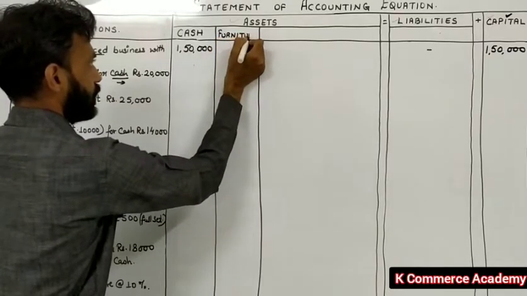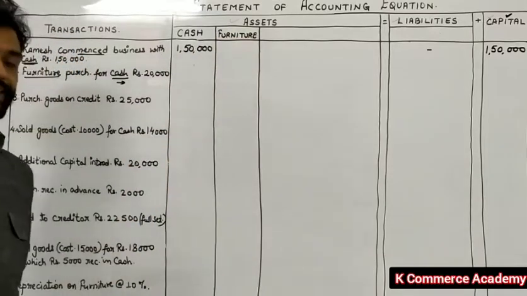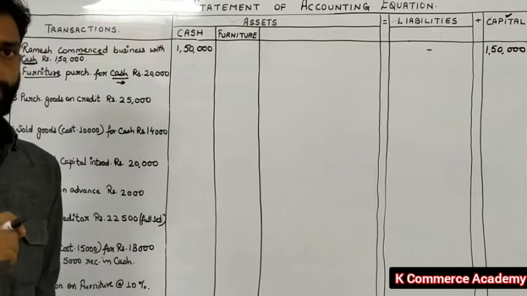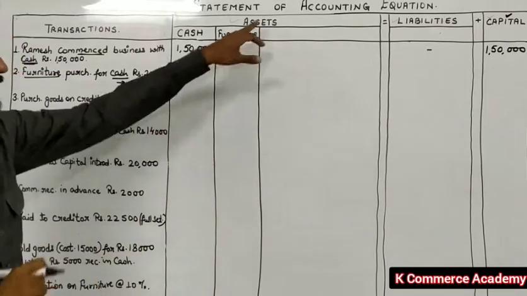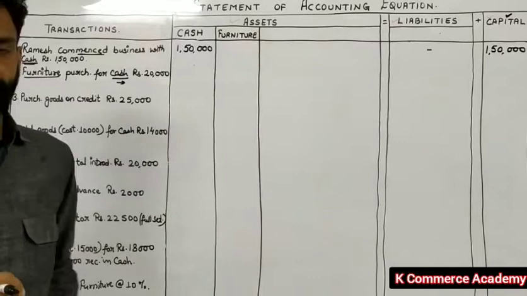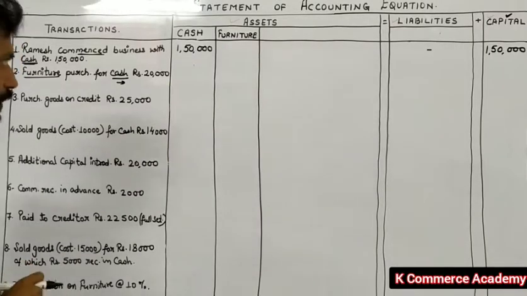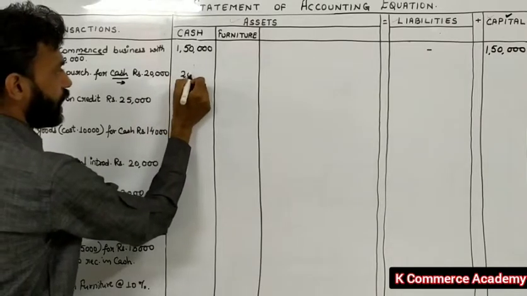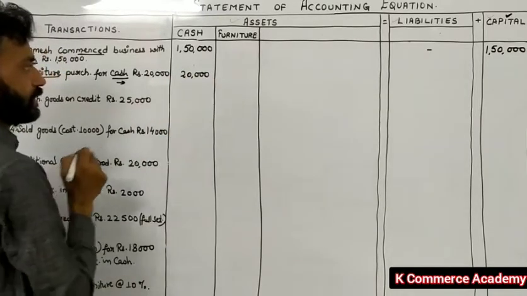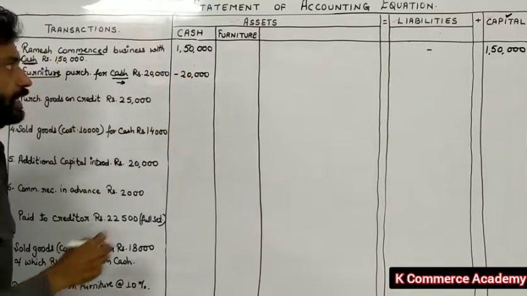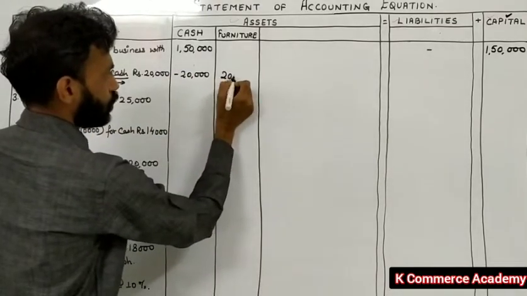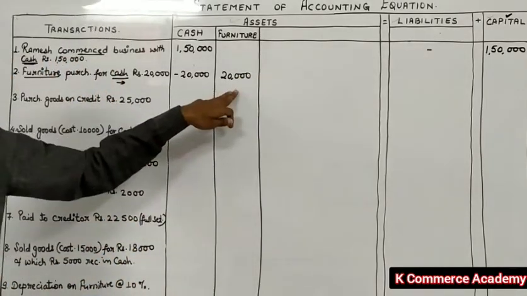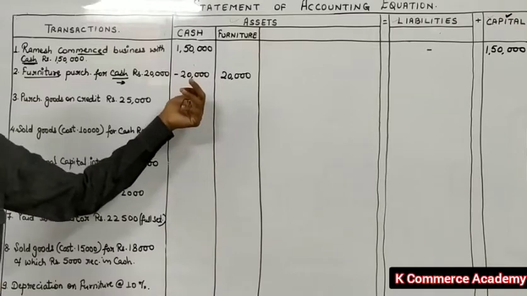Now you can just understand that with each and every transaction we have to create a separate column for each and every asset. In the assets we will be creating a separate column of asset for each and every transaction. Now in this second transaction, what has happened? Rupees 20,000 has outflowed from the business. So this 20,000 needs to be deducted. And furniture costing rupees 20,000 has come in the business. So there will be an addition in the column of furniture and deduction in the column of cash.